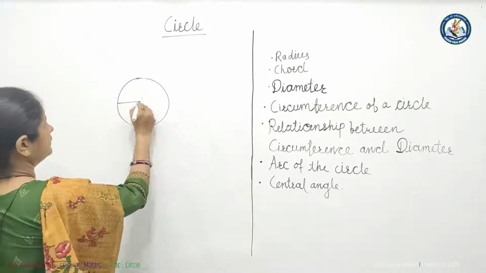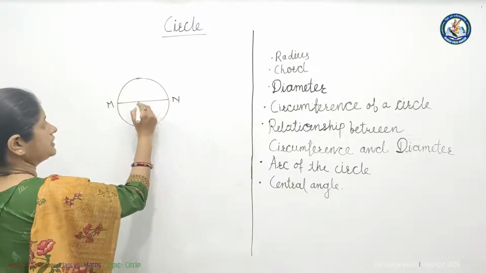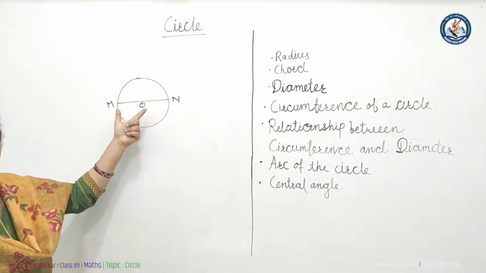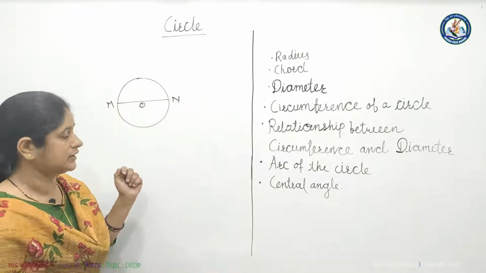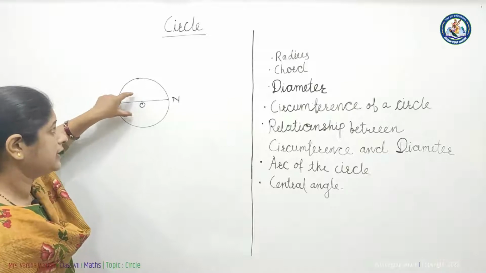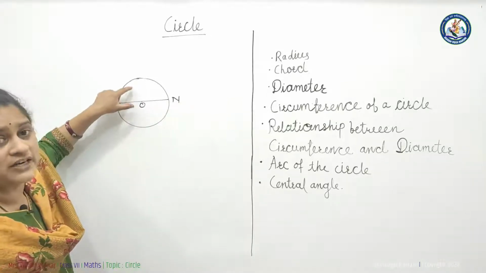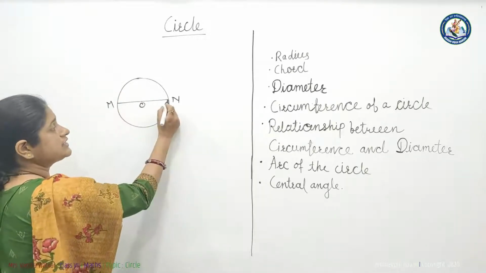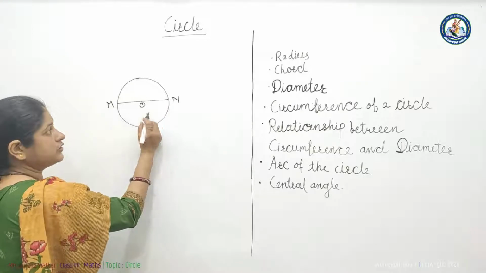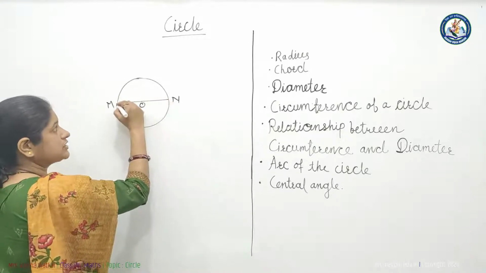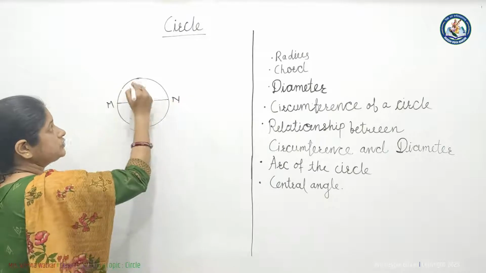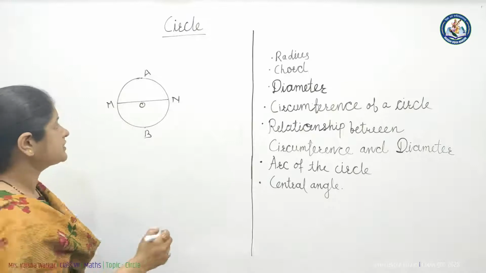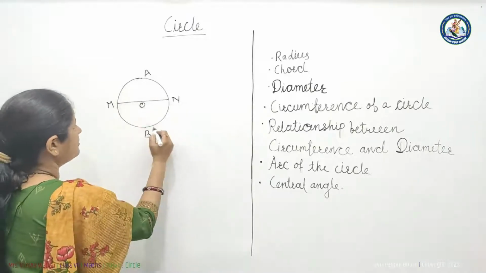Now suppose MN is the diameter of the circle. O is the center, MN is the diameter, it is passing through the center. This chord MN is passing through the center, therefore it is the diameter of the circle. Now this MN again divides the circle into 2 parts, but this time these parts are equal parts. So here I take point A and here I take point B. So again we get 2 arcs, arc MAN and arc MBN.